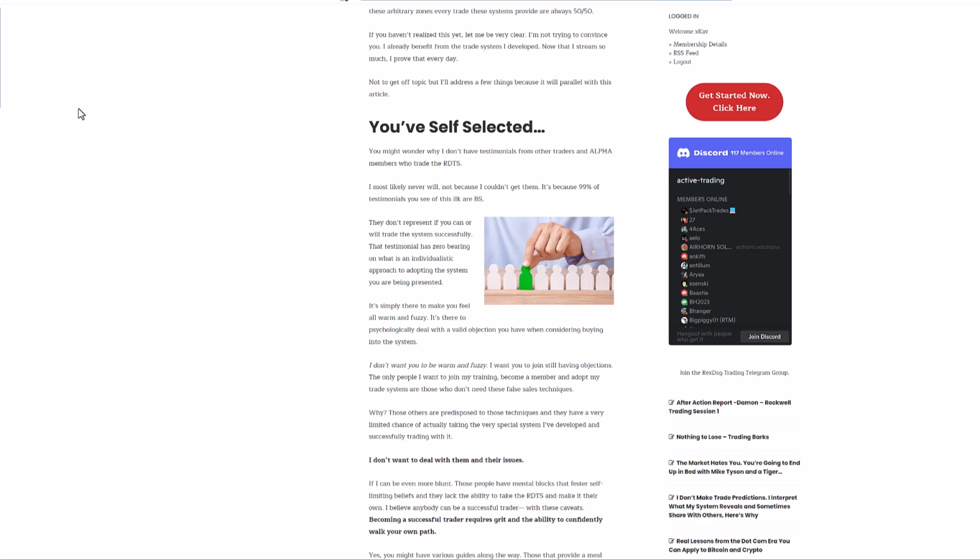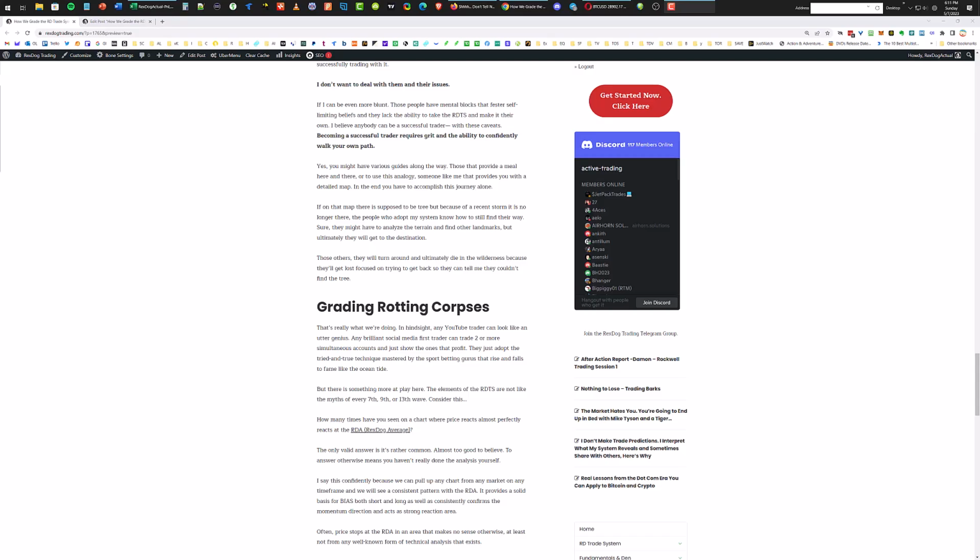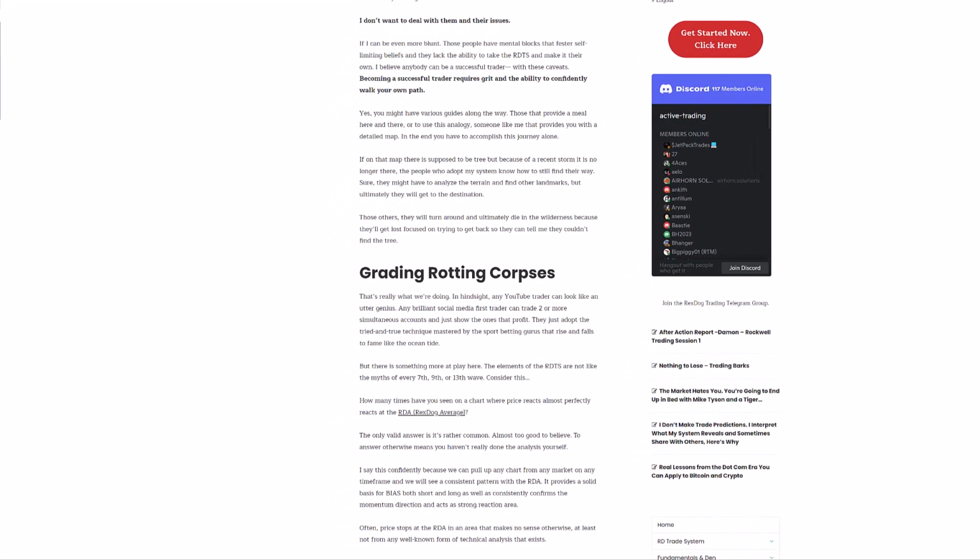I don't want to deal with them and their issues. And if I can be even more blunt, those people have mental blocks that fester self-limiting beliefs, and they lack the ability to take the RDTS and make it their own. I believe anybody can be a successful trader, with these caveats. Becoming a successful trader requires grit and the ability to confidently walk your own path.